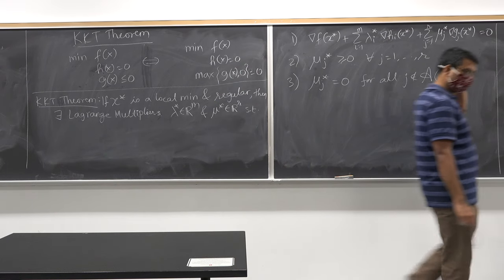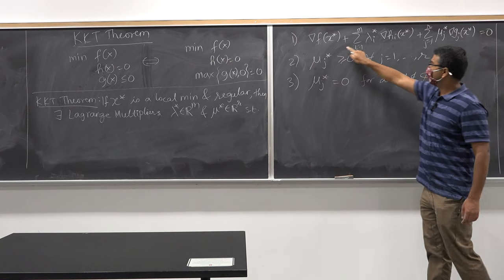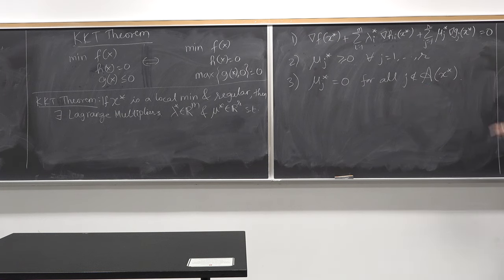Okay, so these are all the first order necessary conditions for optimality. Let's look at, then I'll go into the second order, but let's understand what the first order says. This term is very similar to what we studied in the Lagrange multiplier theorem: gradient of f plus Lagrange multipliers multiplied by the gradient of equality constraints, and the Lagrange multiplier mu j star multiplied by the gradient of the inequality constraint. So that term is very similar.